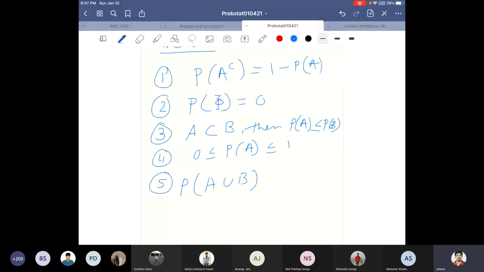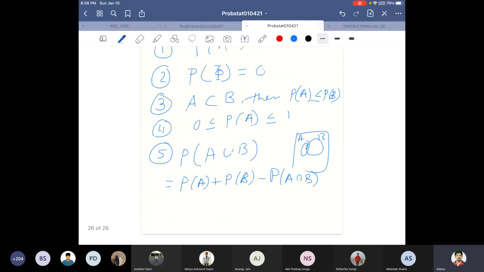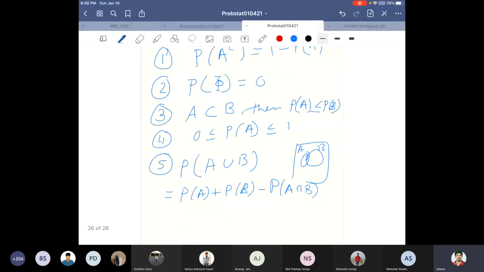But if they are not disjoint, so you have, let's say, some A here and some B here, and there is a non-empty intersection here. Then you have to calculate this, and it can be proved that this is probability of A plus probability of B minus probability of A intersection B. Of course, if A intersection B is a null set, then we have probability of A union B equal to probability of A plus probability of B, which is postulate 3. Okay, we had done up to this much.